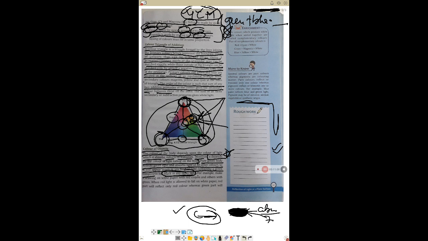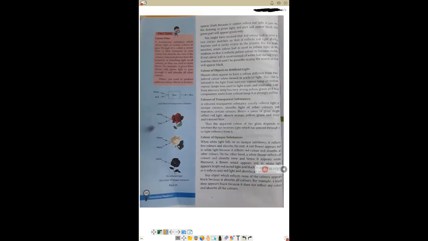remember this part. Now for example, make a drawing on white paper with red crayons. You can do this activity at home. Okay, drawing on a white paper with a red crayon and others with green. When red light is allowed to fall on white paper, the red part will reflect only red color, whereas the green part will appear black because it cannot reflect the red light.